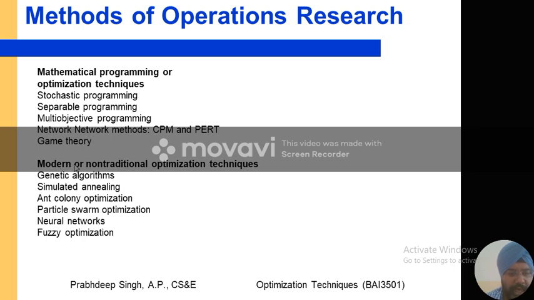Last, we have modern, or you can say non-traditional, optimization techniques. Under this, we are going to study all modern optimization algorithms such as genetic algorithm, simulated annealing, ant colony optimization, particle swarm optimization, neural network, and fuzzy optimization.